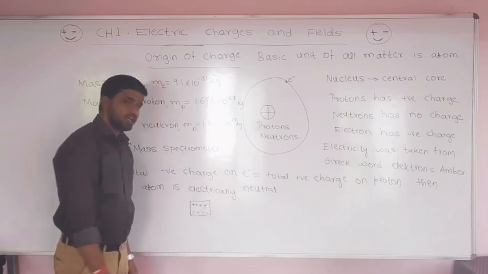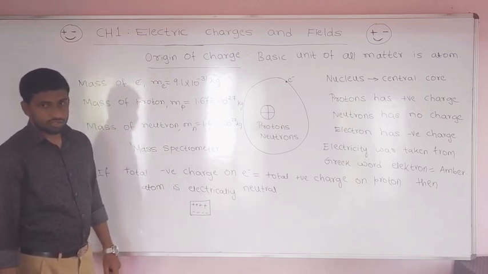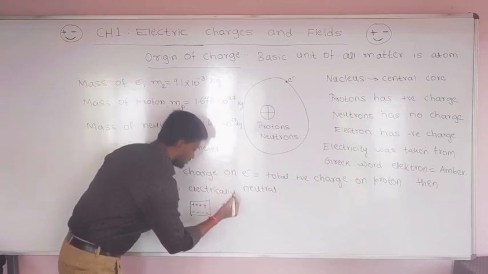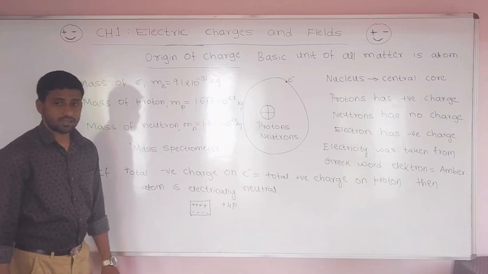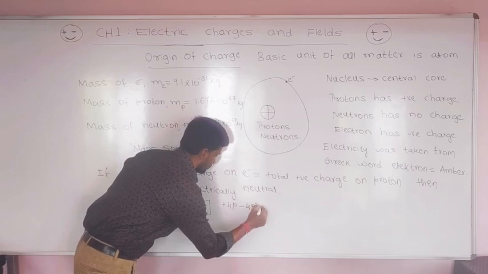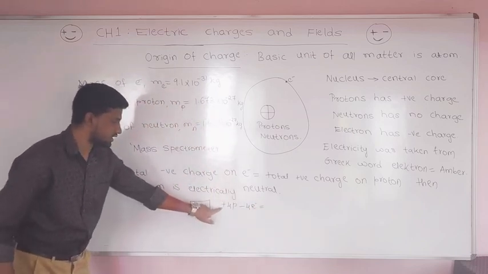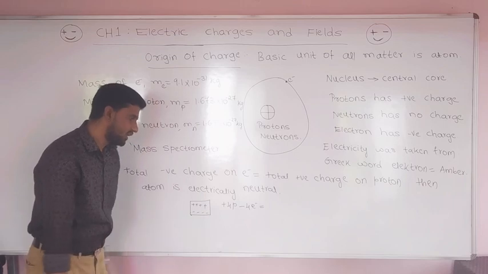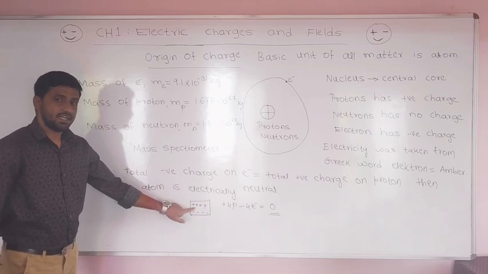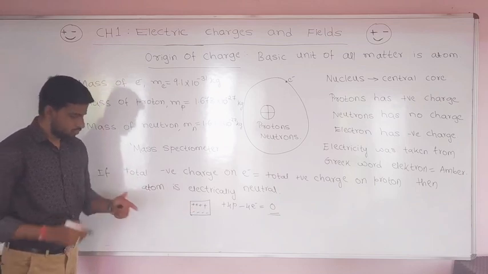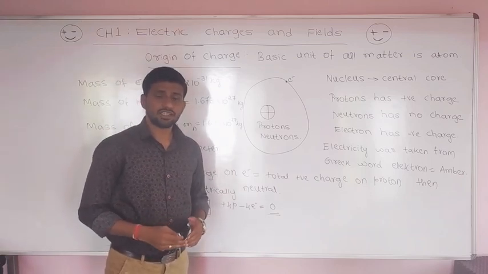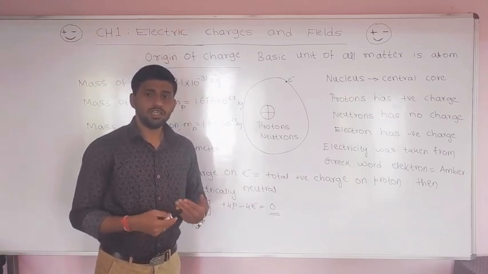So how can we calculate that the net charge on this body is 0? See, here it consists of 4 protons and 4 electrons, but electrons are negatively charged, so minus 4 electrons. So the net charge is plus 4 minus 4, like an algebraic sum, which equals 0. Then we can say that this is electrically neutral, or the net charge on the body is equal to 0. Now we will discuss how we can make a body positively charged or negatively charged.